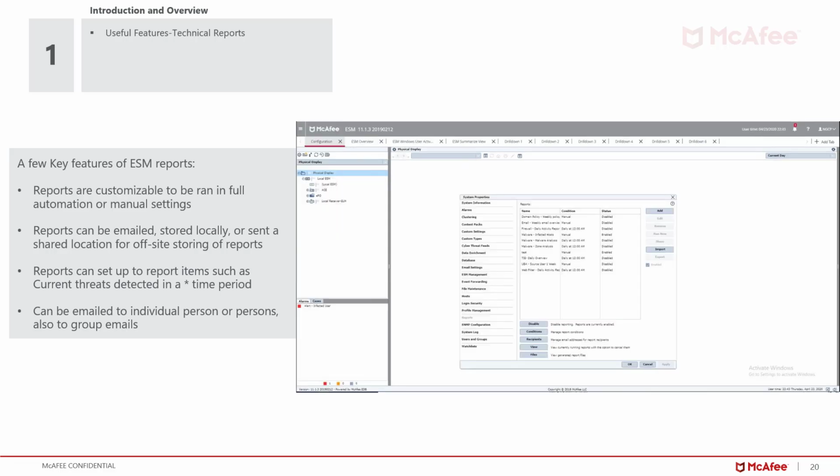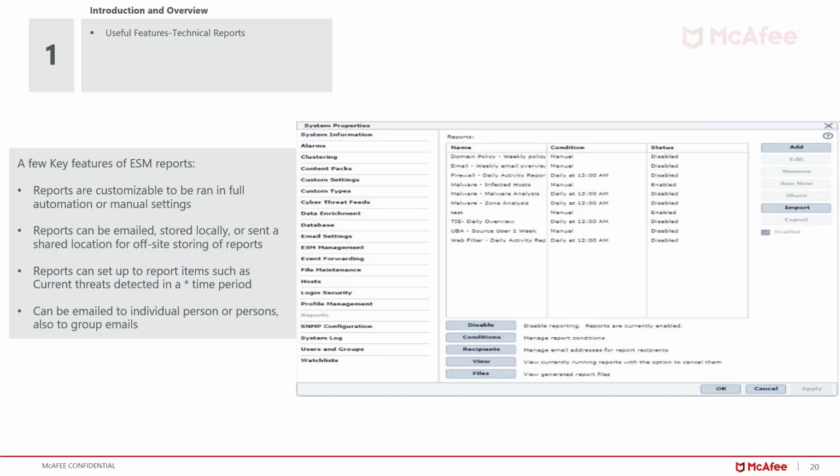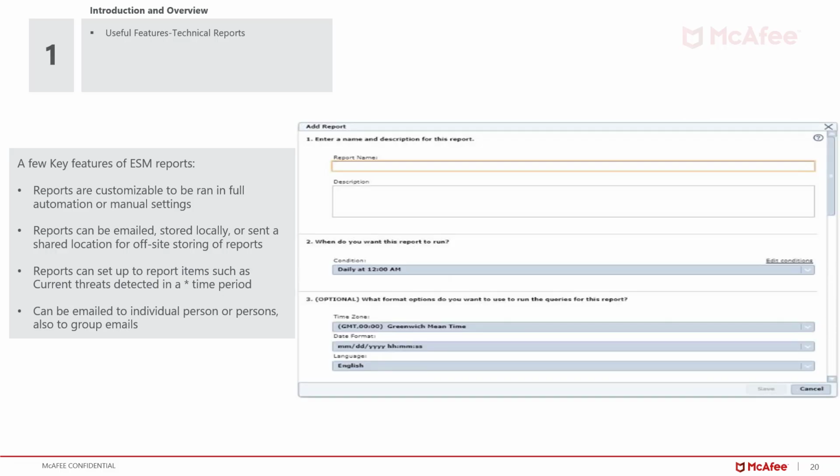So here's an example. Starting off with the menu, you go ahead and click reports, and a new window will come up. In here, under system properties, you'll go down to reports, and then you'll go ahead and click add. Now here you can create the report name and give it a description. Again, if you need to schedule it to be run, whether it's daily, weekly, or hourly, or if it just needs to be run as a manual process, you can choose that here.